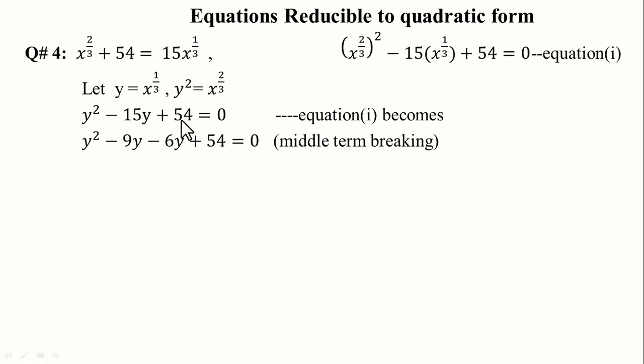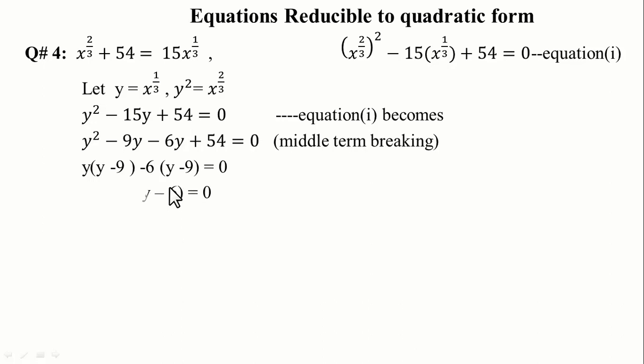Now middle term breaking. 54 ones are 54, we have 9 multiplied by 6. 9 sixes are 54, and minus 9 and minus 6 added give minus 15. After the middle term breaking, taking y as common, y into y minus 9, and minus 6 is common, so y minus 9.